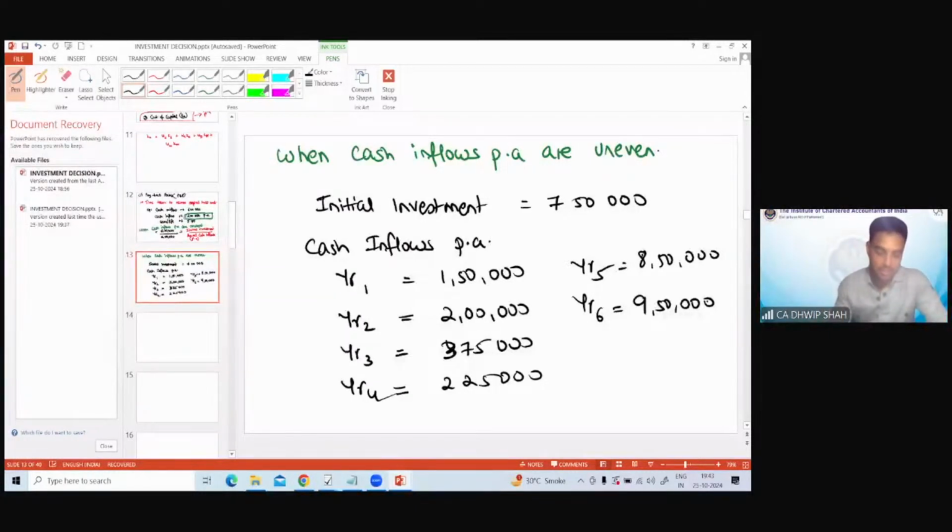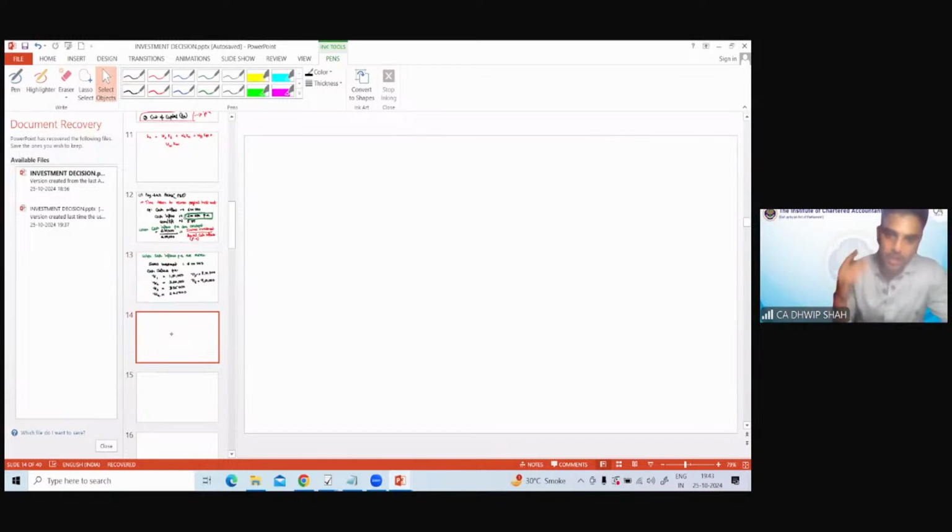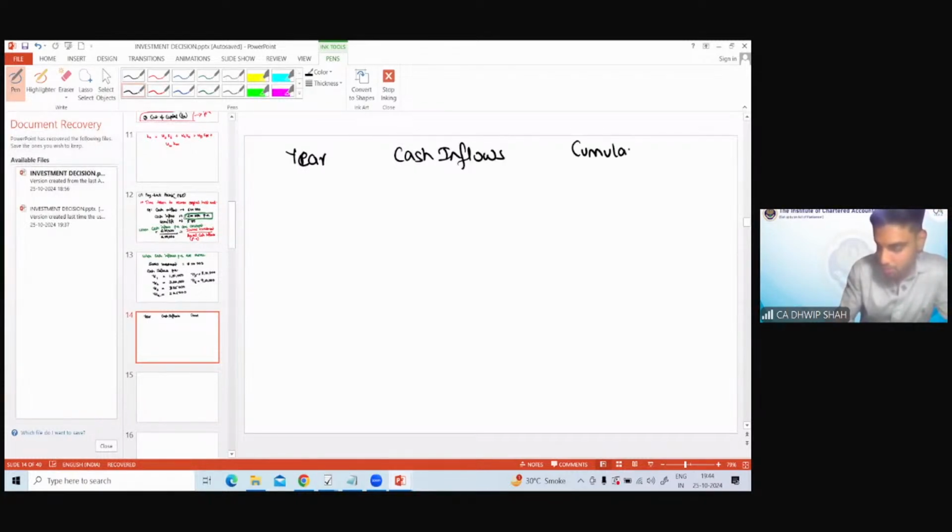So here, tell me, can I use the above formula, initial investment upon annual cash flows? No, I cannot use it, because the cash inflows here are uneven. So in that case, we need to calculate cumulative cash flows. See how we calculate that. First column would be year, second column would be cash inflows, third column cumulative cash inflows.